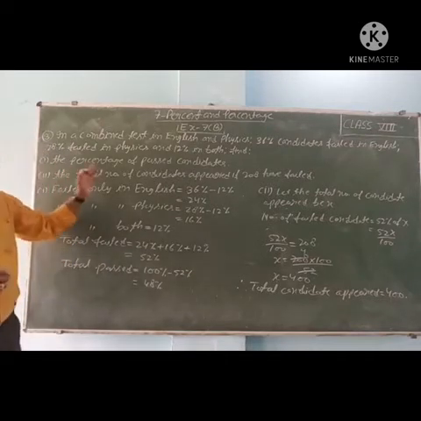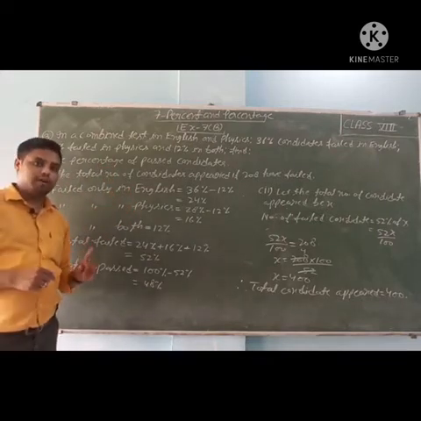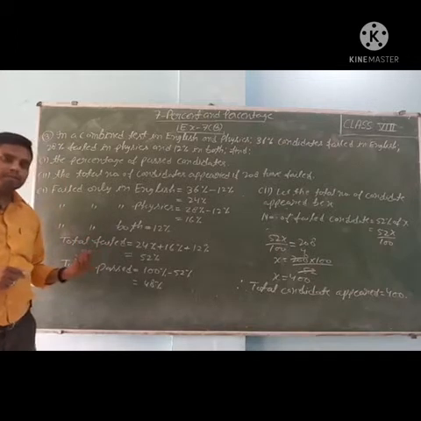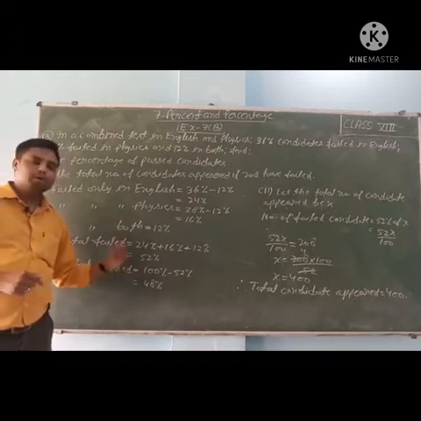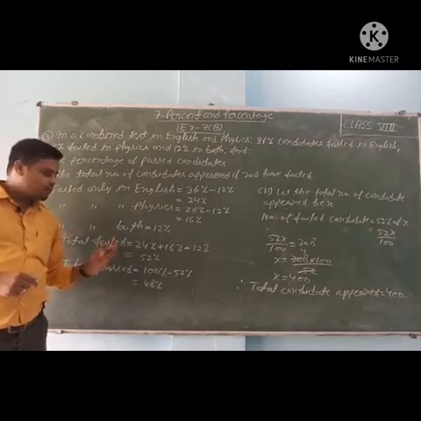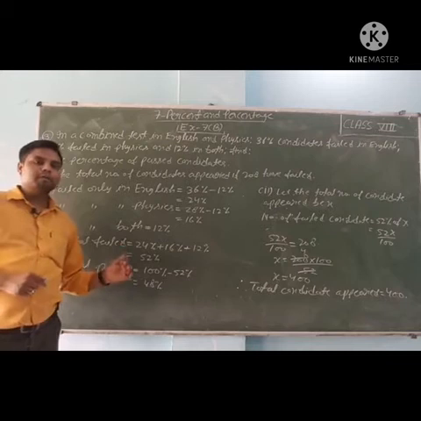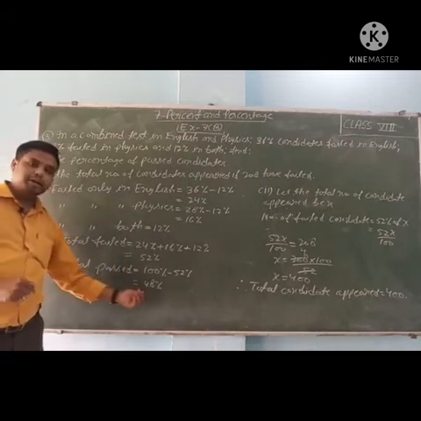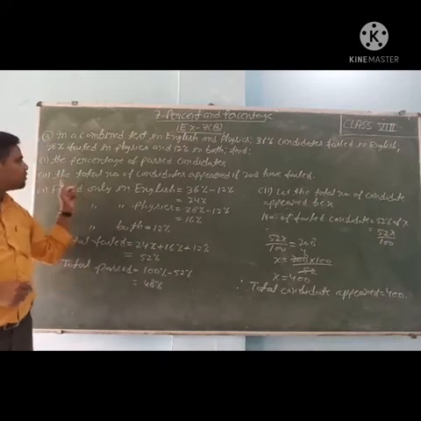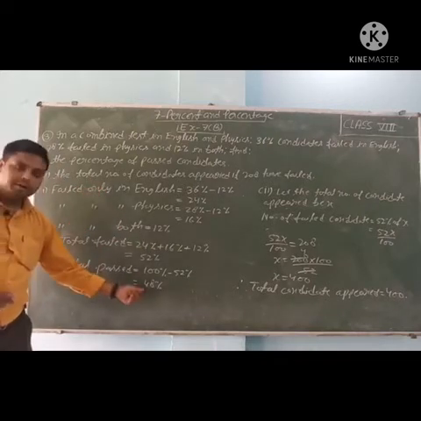So the percentage of passed candidates is asked. If 52% have failed, how many percent will have passed? Total passed candidates is equal to the total percent 100; out of 100%, 52% have failed, so 100% minus 52%. So total passed candidates are 48%. It is the answer of the first part. Total passed candidates are 48%.